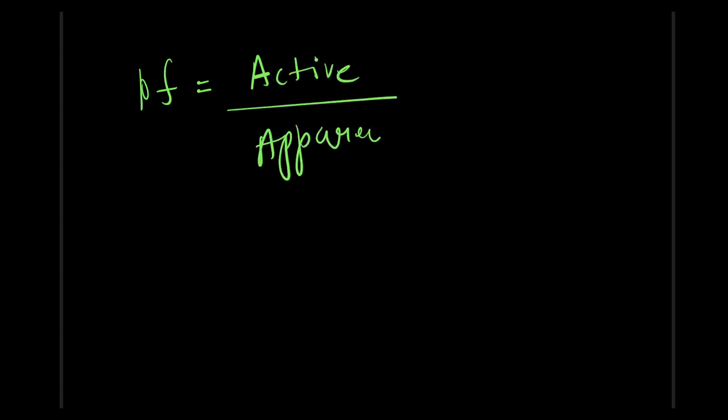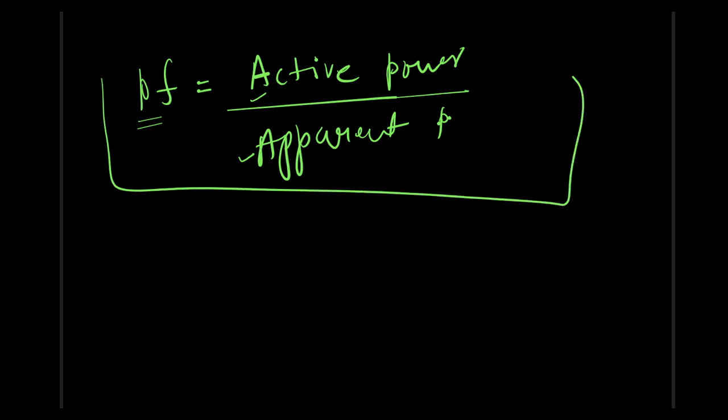And in the second case, the power factor we learned is the ratio of active power to apparent power. Apparent power is also known as complex power. So in any question, if you have active power and apparent power, you can easily calculate power factor. I hope this power factor concept is clear for you all.